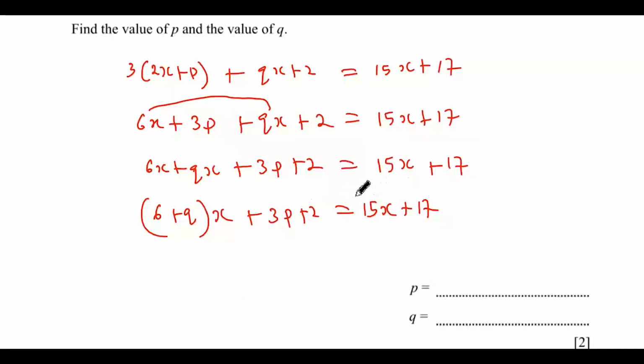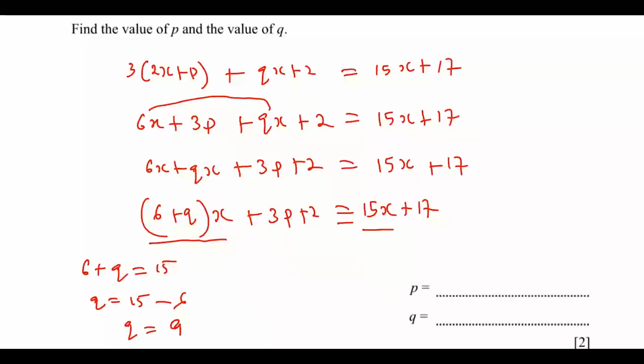Okay, so here what we need to do is to compare the left hand side with the right hand side, in form of comparison. If you look at this expression here and this expression, you can compare them. So from there you can say 6 plus q is equals to 15, then q will be equals to 15 minus 6 and q will be equals to 9. So this is what you could do here.